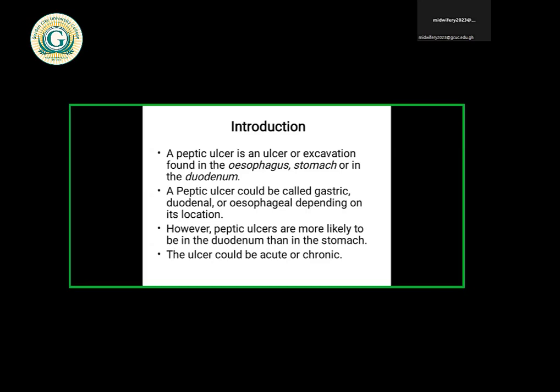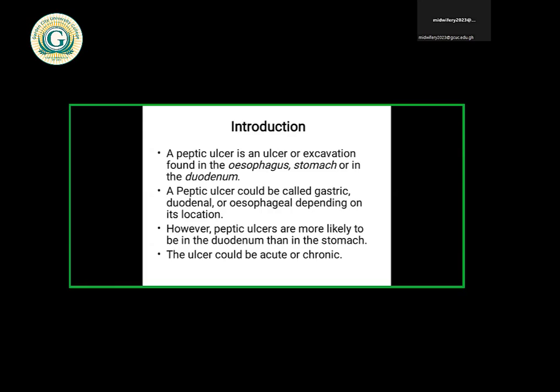Like I said, ulcer means a sore. So when the sore occurs inside the duodenum, it becomes a duodenal ulcer. When it occurs inside the esophagus, it becomes an esophageal ulcer. And when it happens inside the stomach, we call it a gastric ulcer. And we are saying that peptic ulcers are more likely to be in the duodenum than in the stomach.